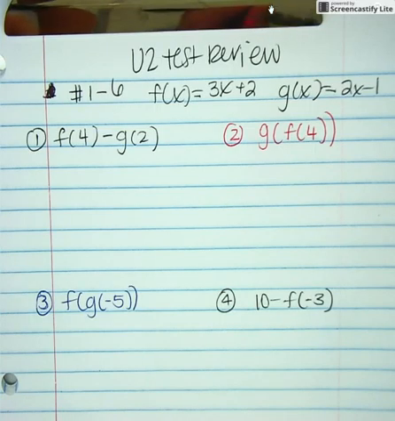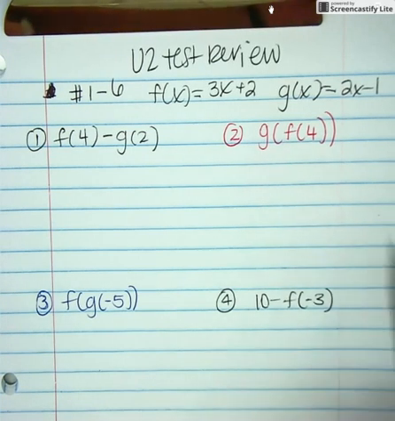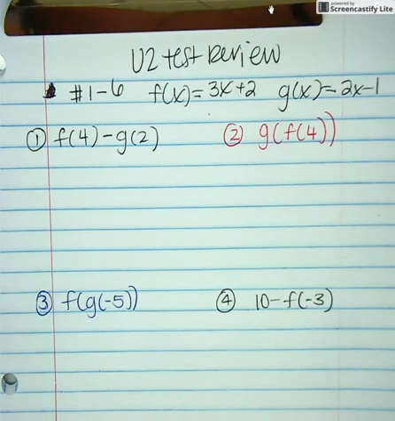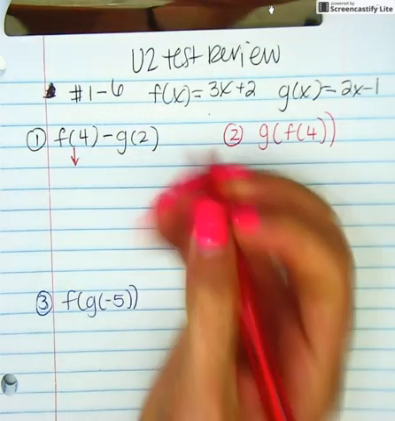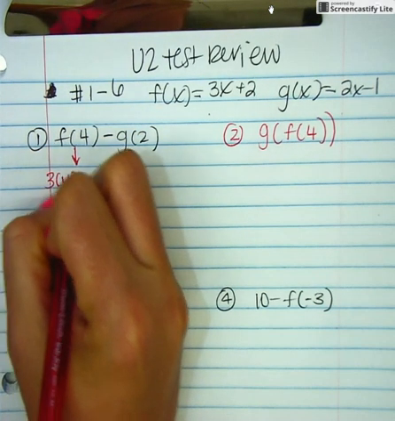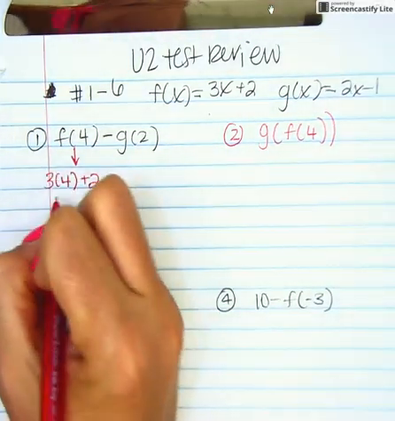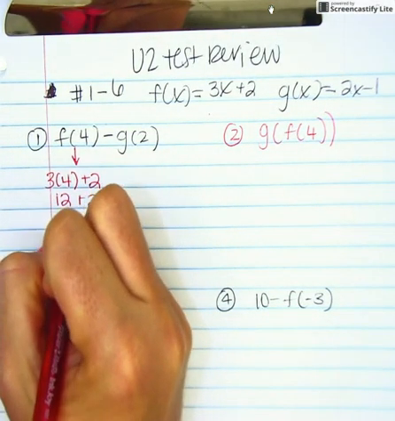The first ones I have are problems 1 through 6. Okay, I've already copied the function for f of x and for g of x. So problem number 1 says f of 4 minus g of 2. So I'm going to start with f of 4. So 3 times 4 plus 2. 3 times 4 is 12. 12 plus 2 is 14.